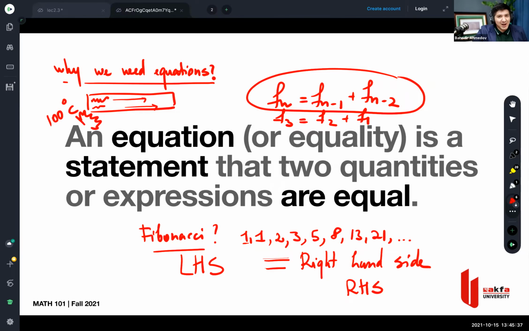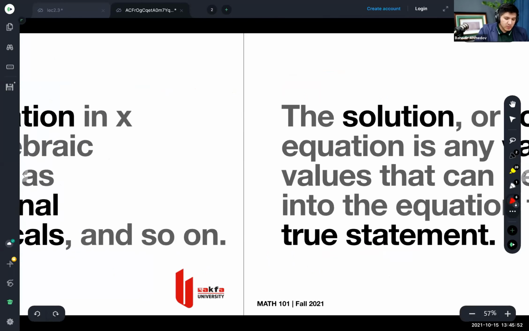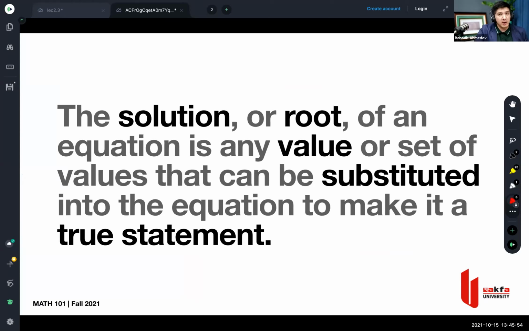Okay, so in general, equations are used in order to express some natural or physical phenomenon, and the solutions of the equations are going to help us to predict and understand this physical phenomenon much better. Okay, so in this course, we're going to mostly talk about algebraic equations, which involve polynomials, or radicals, or rational expressions.